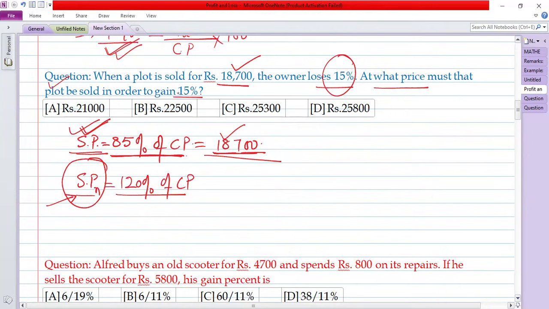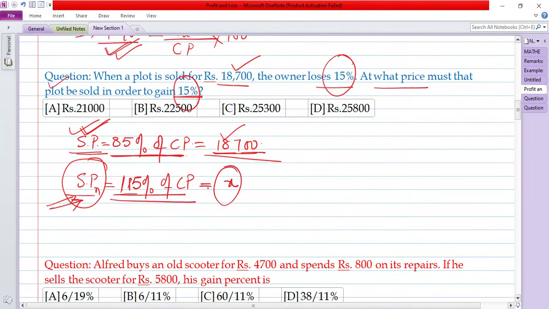Sorry, it is not 120. Sorry, here it is 15%, so it should be 115. Please wait. It should be 115% because here the gain is 15%. This means we need the new selling price to be 115% of the cost price, and obviously we have to find this.